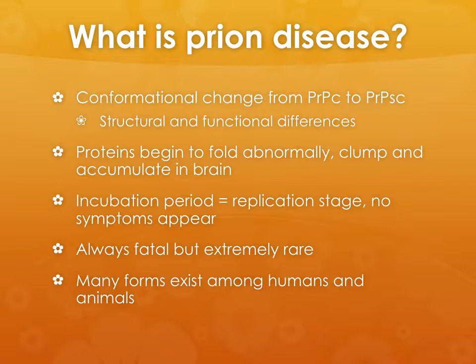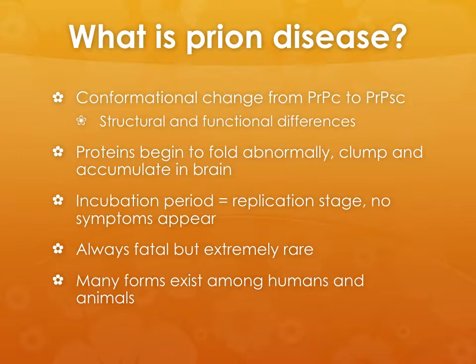PrPSc proteins fold abnormally and form aggregate clumps, which accumulate in the brain and lead to the breakdown of neurons and other brain cells, much like the amyloid beta clusters characterized by Alzheimer's disease. Because the disease has a notable incubation period during which the misfolded proteins begin to recruit normally folded proteins and continue to replicate, symptoms do not appear until the disease is in its late stages.